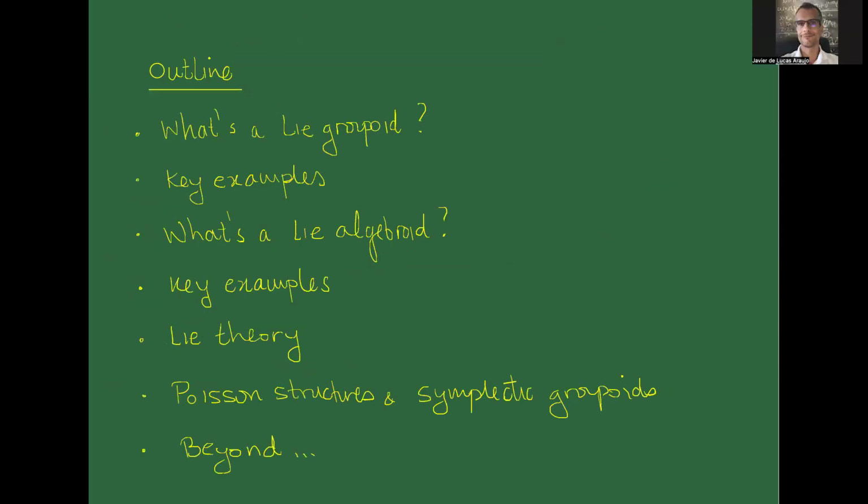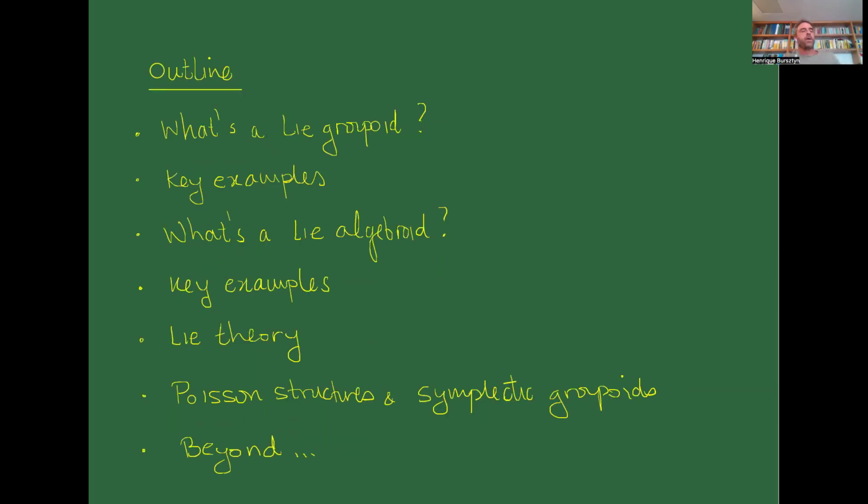So here's a brief outline. I'll start just telling you what a Lie groupoid is, list a bunch of key examples, and then pass to their infinitesimal counterparts, called the Lie algebroids, and list a bunch of key examples, say a little bit about how they are related by Lie theory, and then tell you how these things connect with Poisson structures and related objects. Okay, so that's the general plan.